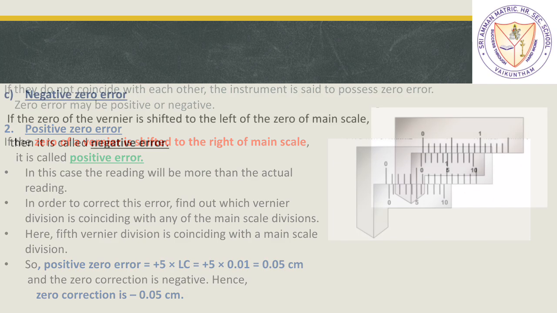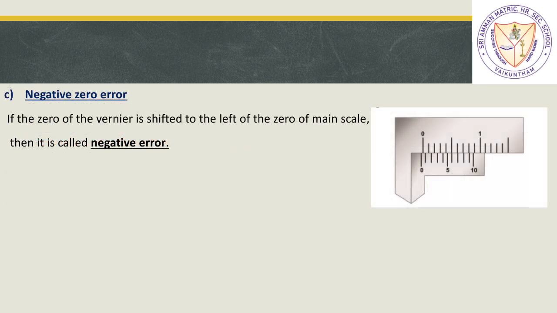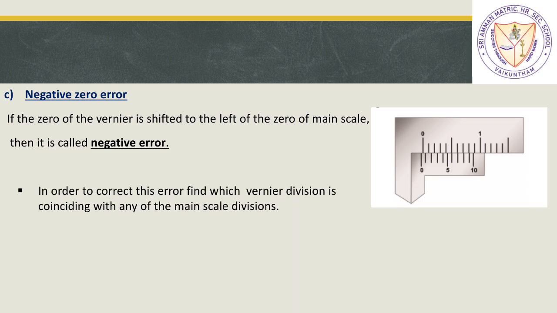There will be some situations when the 0 of the vernier scale is shifted to the left of the 0 of the main scale. In that case it is called a negative error, just the opposite of the positive error. In order to correct this error, we need to find the vernier division which is coinciding with a main scale division. In this given one you can see the 6th division is coinciding with the main scale. So you cannot write it as minus 6.